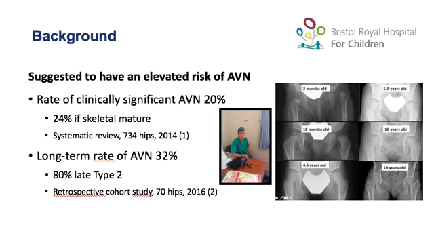Some of the best data comes from a systematic review and retrospective study by Rick Gardner in Toronto, which shows a 32% rate of avascular necrosis with longer follow-up, mainly type 2. But he also found that this maps most closely to the abduction angle in cast.